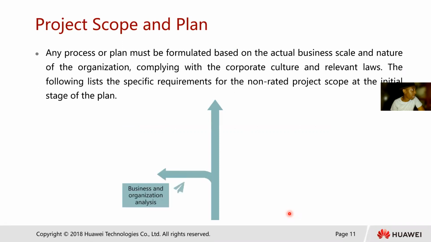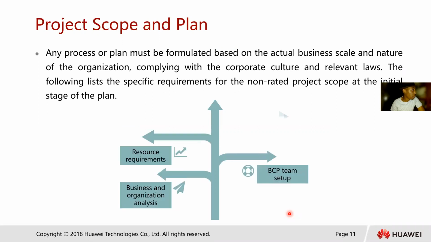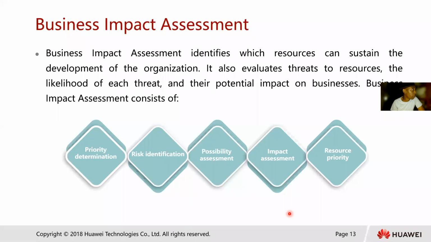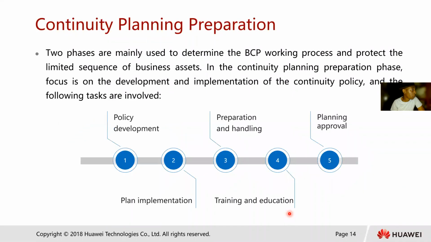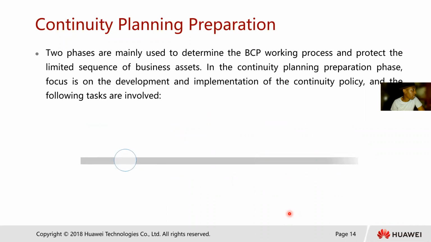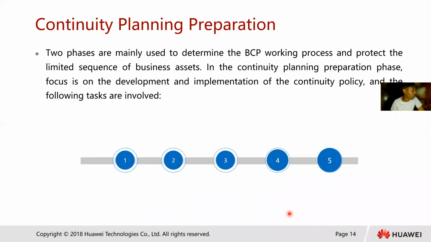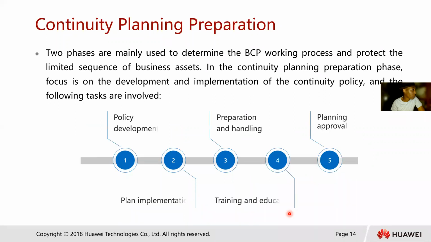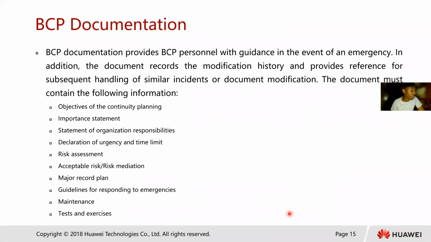So the details are there. You can see there's a bit more detail on it. Then the business impact assessment, the continuity planning preparation. It has a very nice graphic. You can look at that. You can see what happens there. You can just check BCP documentation, how does it work? What are the contents? What should it contain?